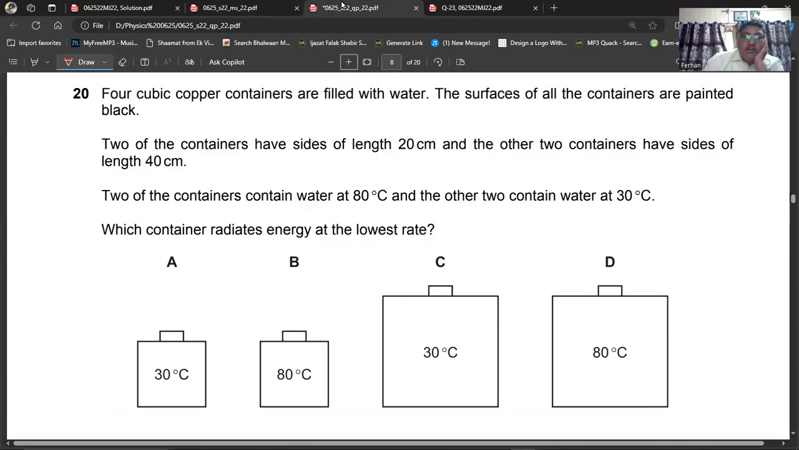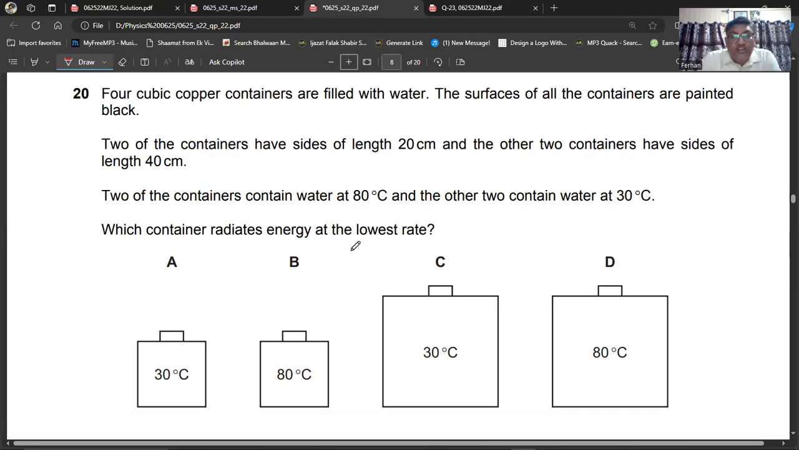Question number 20. Four cubic copper containers are filled with water. The surfaces of all the containers are painted black. Two of the containers have sides of length 20 centimeter, and the other two containers have sides of length 40 centimeter. Two of the containers contain water at 80 degrees centigrade, and the other two contain water at 30 degrees centigrade. Which container radiates energy at the lowest rate?